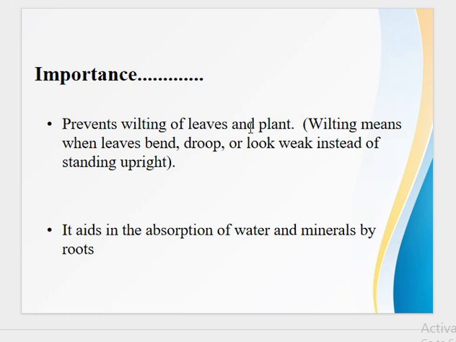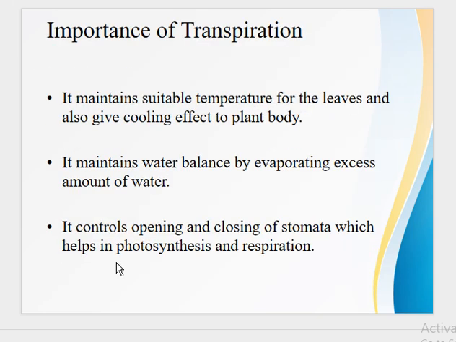Preventing wilting of leaves and plants. The transpiration process helps protect the leaves from wilting. Wilting means when the leaf bends, drops, or looks weak instead of standing upright. The transpiration process prevents the leaves from wilting. It aids in the absorption of water and minerals by the roots.